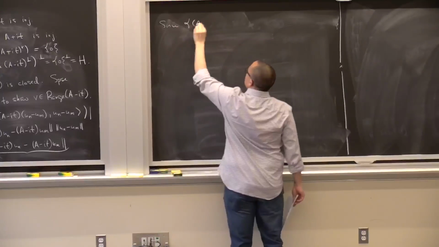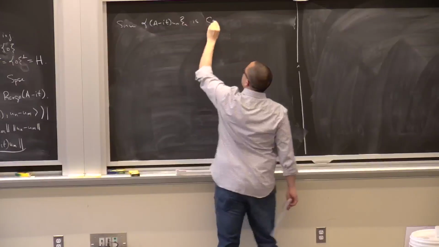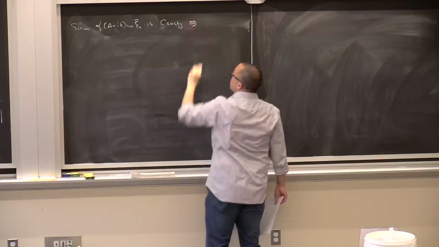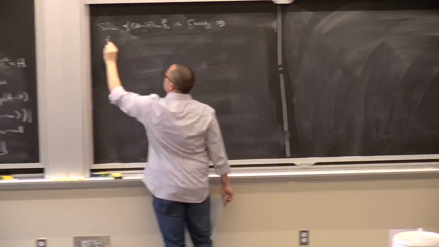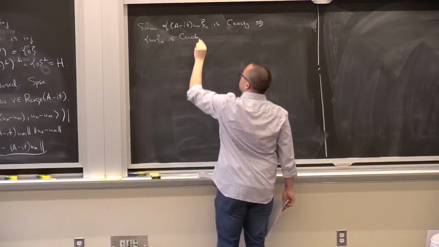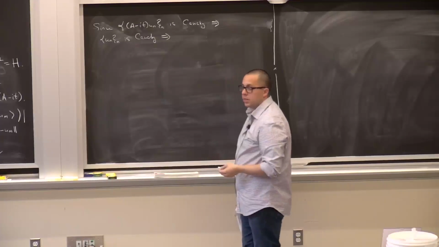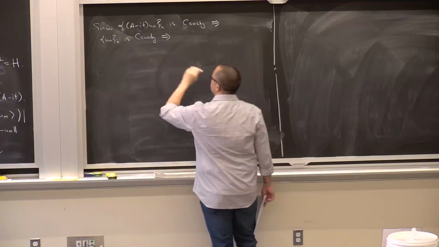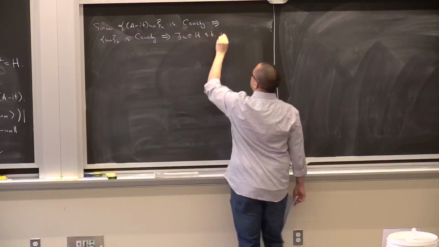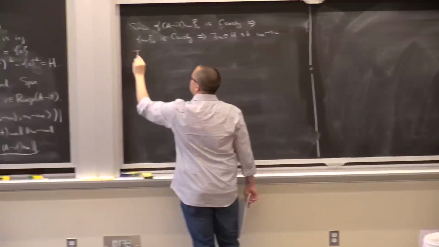Since this is Cauchy, because it's convergent, the previous estimate implies that the sequence un is Cauchy. And since we're in a Hilbert space, which means it's complete, we can find a limit of these un's. There exists a u in H such that un converges to u. And then we're done now.